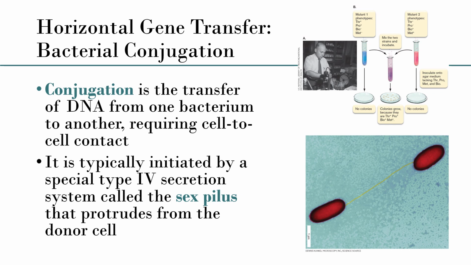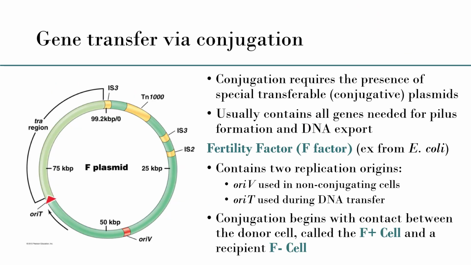Now, one of these methods of horizontal gene transfer is conjugation. This is literally taking some DNA from cell 1 and transferring it over to cell 2, and it's going to be initiated by a special type 4 secretion system that we call the sex pilus. And this is going to protrude from the donor cell, it's going to attach to a recipient cell, and it creates a bridge. It actually connects the cytoplasm of both cells so the DNA can transfer between the two. So let's jump into this a bit.